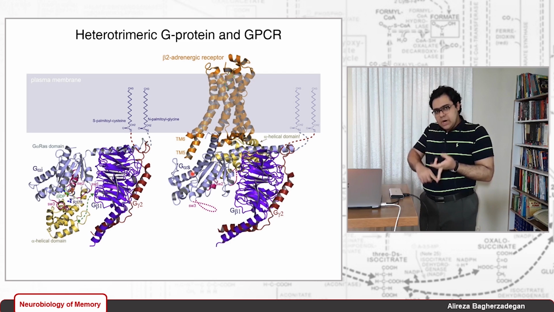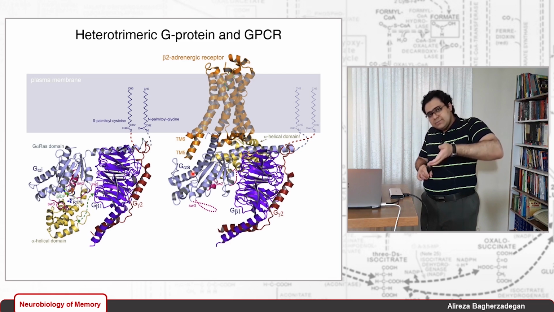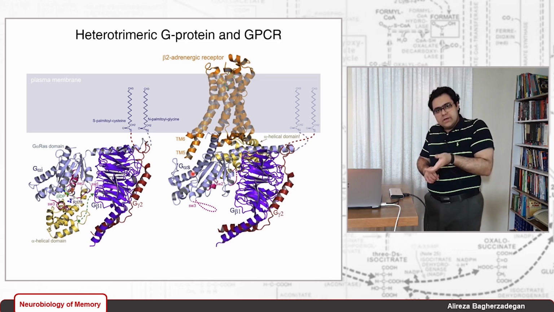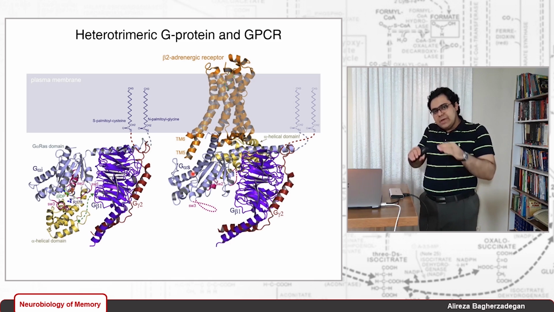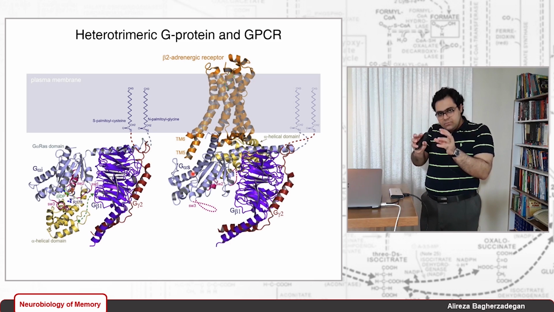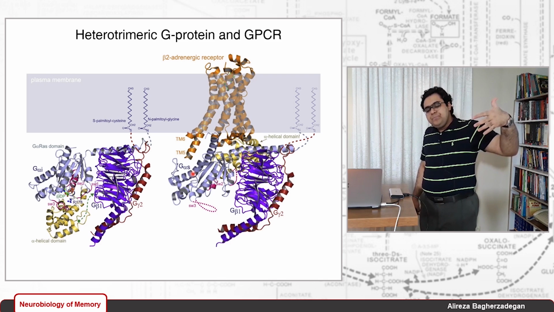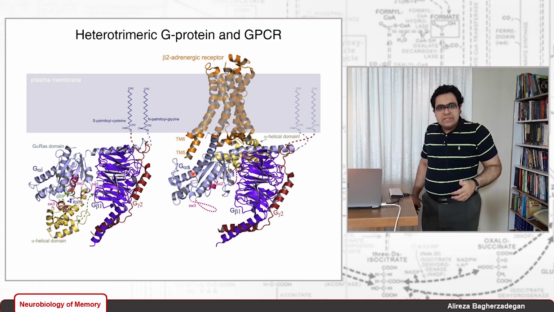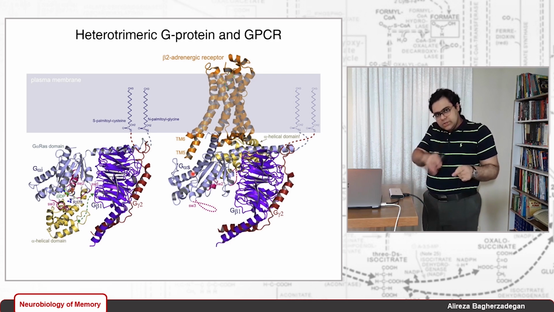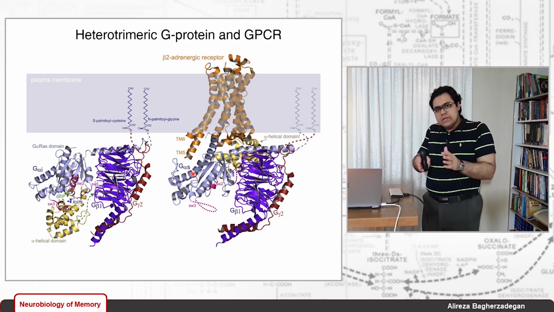One is that the bond of GDP is weakened, and the next is that there's going to be a displacement of the alpha helical domain. So the AH domain is displaced. The bonds coordinating the GDP also are weakened, so that the GDP now can escape. And of course, I told you the alpha helical domain is displaced, so that the binding pocket is open. The bond of GDP is weakened, so it can escape.